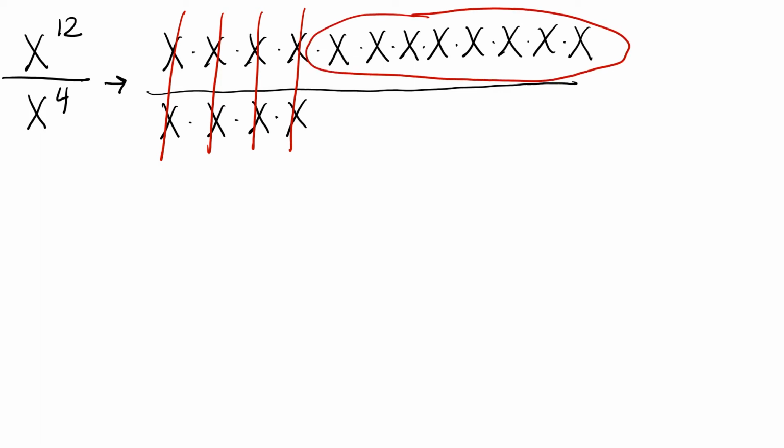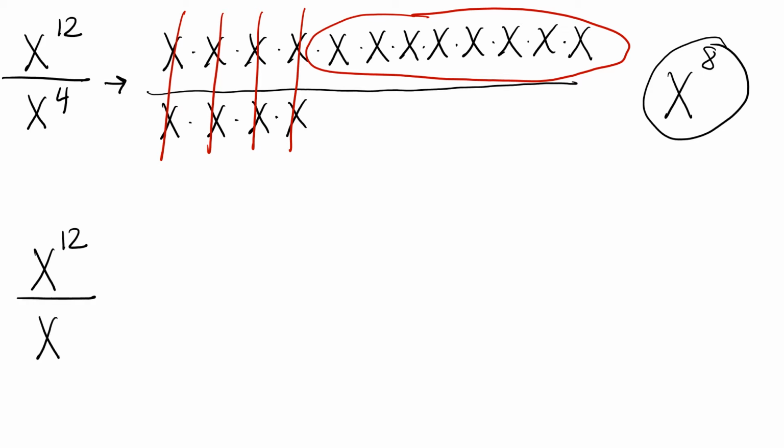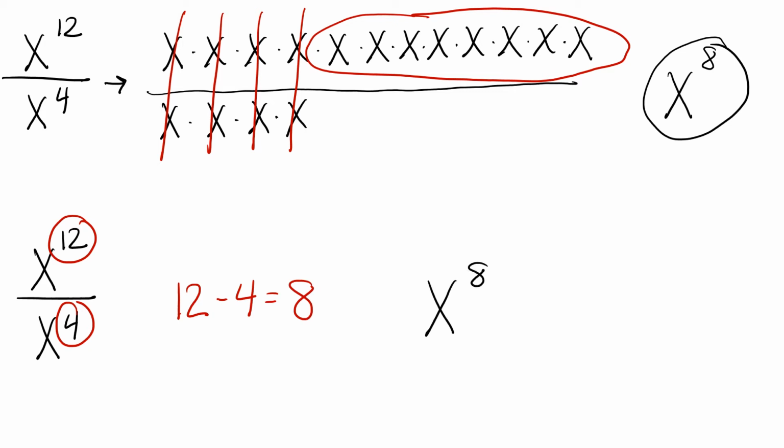And see how many we have remaining. The base number x stays the same, and we have 8 remaining. X to the 8th power is our final answer. If we wanted to use the shortcut, x to the 12th divided by x to the 4th, we would take our exponents and subtract. 12 minus 4 gives us 8. The base number x stays the same, and 8 is our new exponent.